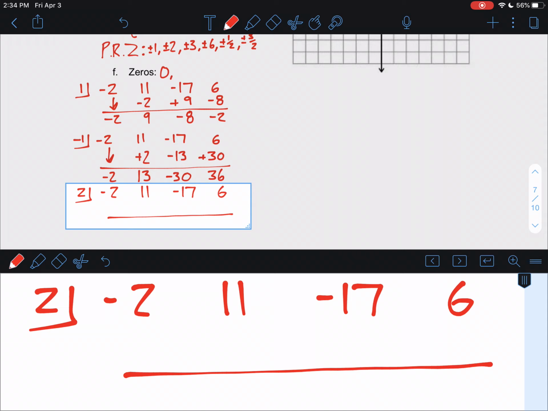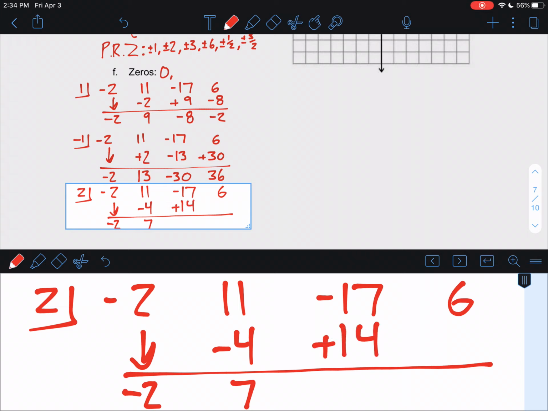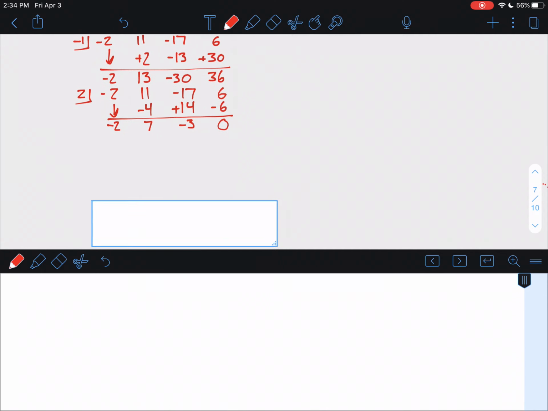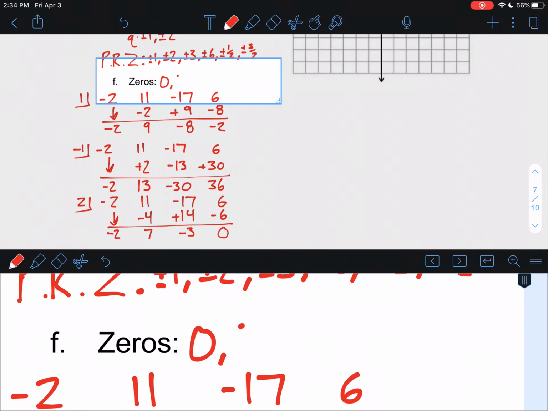So let's see, I'm bringing down that negative 2. So 2 times negative 2 is negative 4. 11 minus 4 is 7. 2 times 7 is 14. Negative 17 plus 14 is negative 3. 2 times negative 3 is negative 6. And 6 minus 6 is 0. So since that last number there on the end is 0, 2 is a 0 of this polynomial. So I'm going to put 2 up there at the top with 0. Okay.